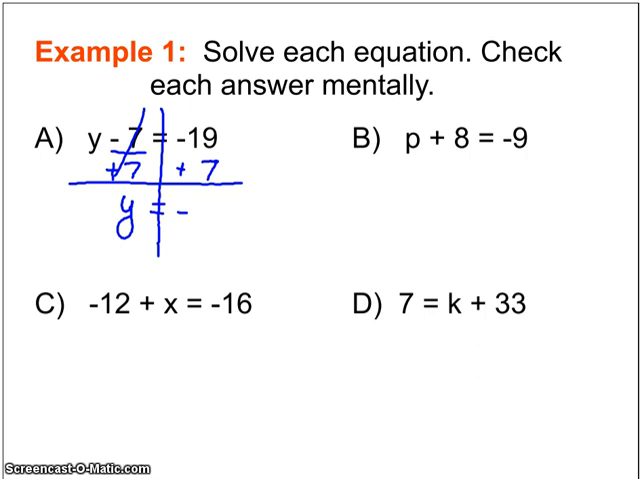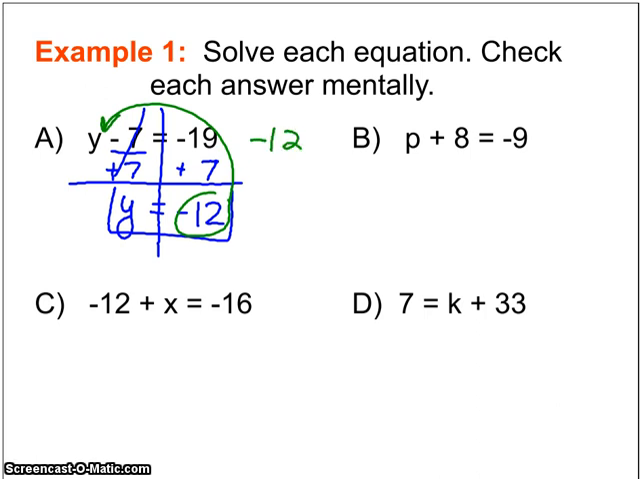Now luckily, the problem's already set up pretty easily as a subtraction problem. 19 minus 7 is 12. So I get my answer of negative 12. However, Panthers, we are not finished. We need to plug negative 12 back into our original equation for y and solve.